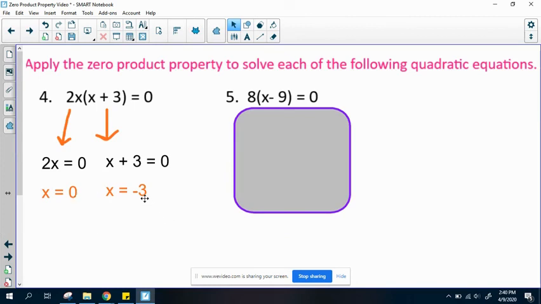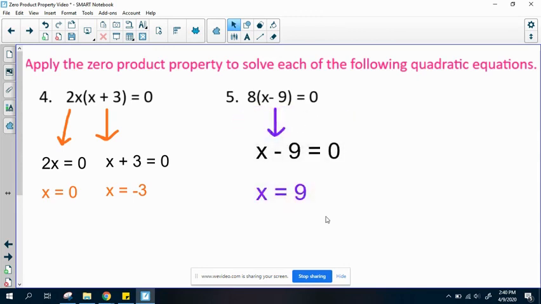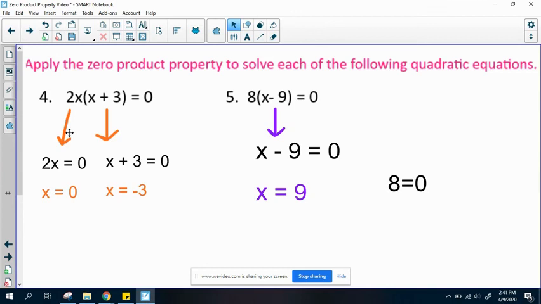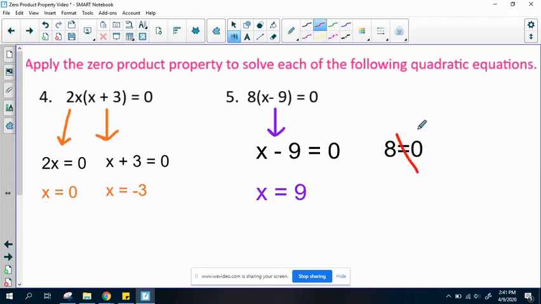Now the last one's a little bit different. I'm actually only going to set the x minus 9 equal to 0, because the 8 doesn't have an x in it. So when I do this one, I only have one answer, because it doesn't make any sense for me to say 8 equals 0. You're only trying to solve for x. The outside one had an x, which is why I set it equal to 0. This 8 does not have an x, so I can't do that. So this one only has one answer.